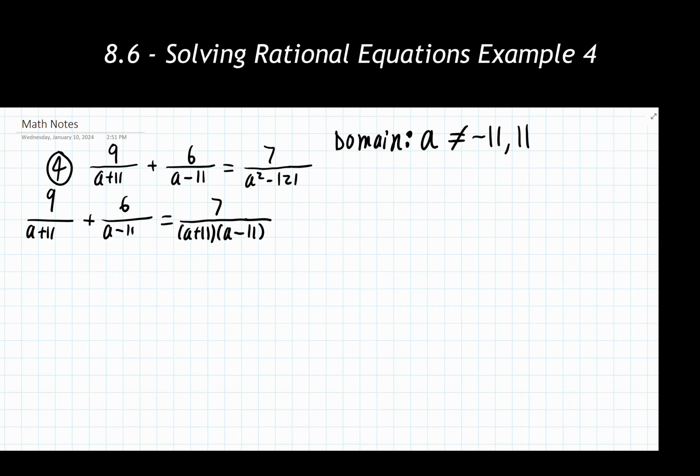Excellent. Step 2 says we need to find the lowest common denominator of all the rational expressions. So again, listing that somewhere nearby for myself. The lowest common denominator for this entire thing is going to end up needing to be a plus 11 times a minus 11.